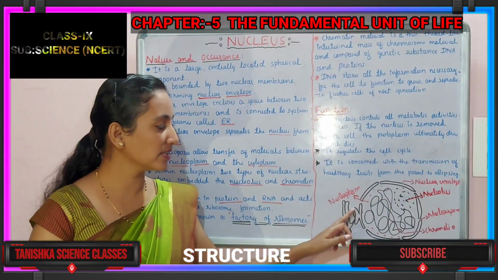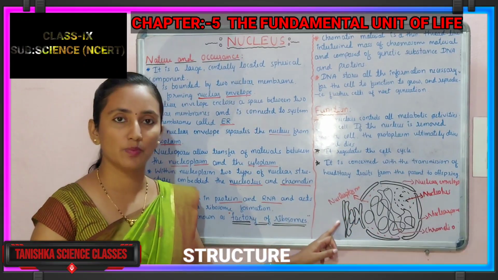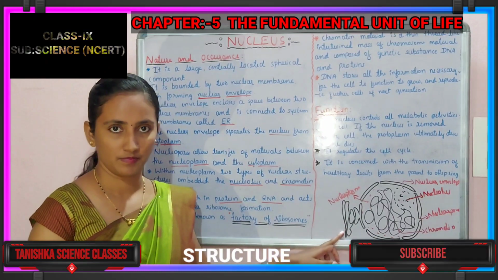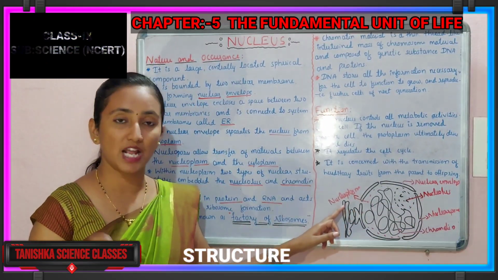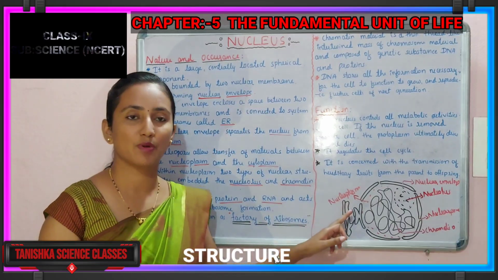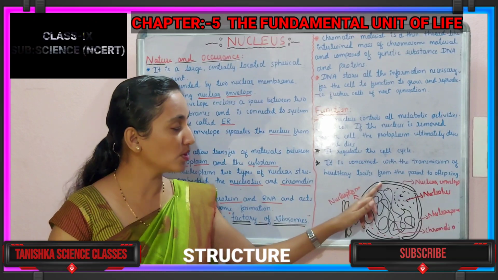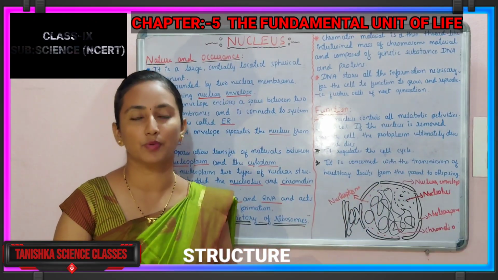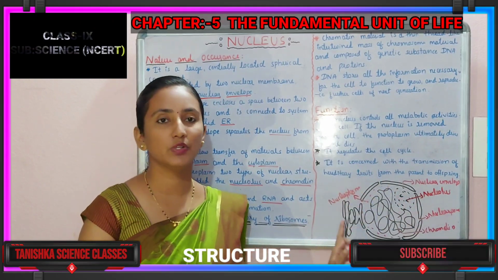And this envelope is continued to a system called the endoplasmic reticulum. And this nuclear membrane contains small pores, which help to transfer materials from the inner part of the nucleus to the outer part of the nucleus. Those pores are called the nuclear pores. That is about the structure of the nucleus.